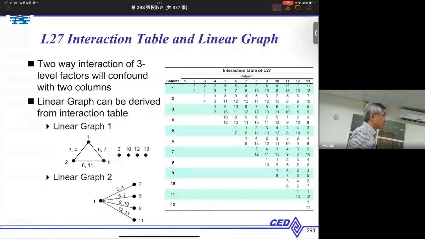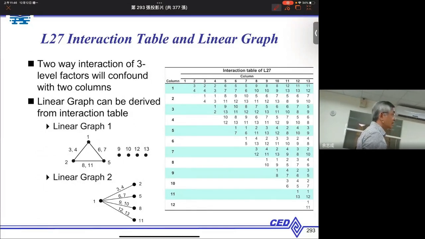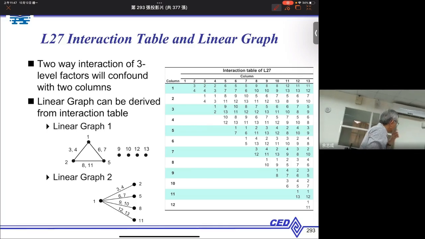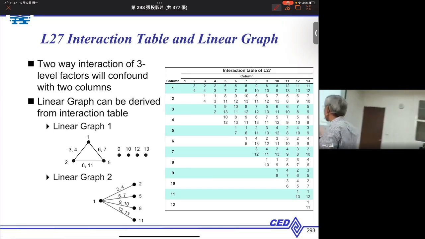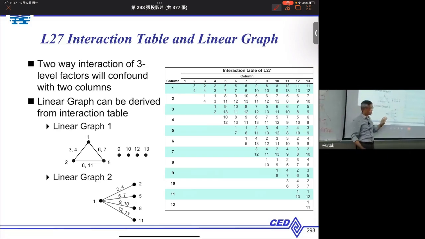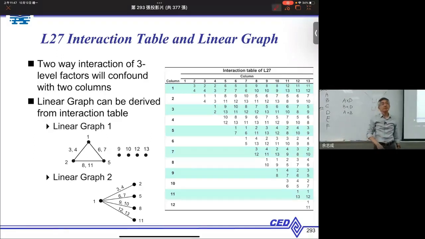How many factors do we have? 6. We have 6 factors. How many dots in linear graph number 2? Only 5. Yeah, so there are only 5 dots. No way you can assign 6 factors.